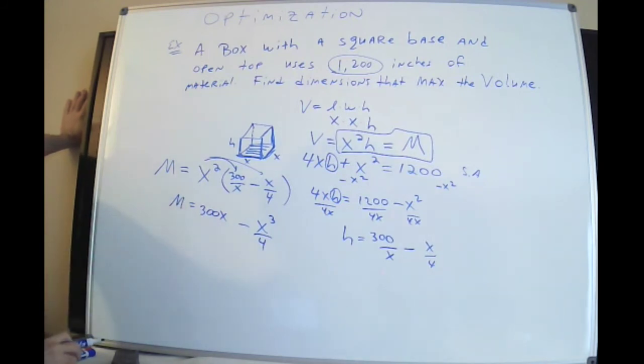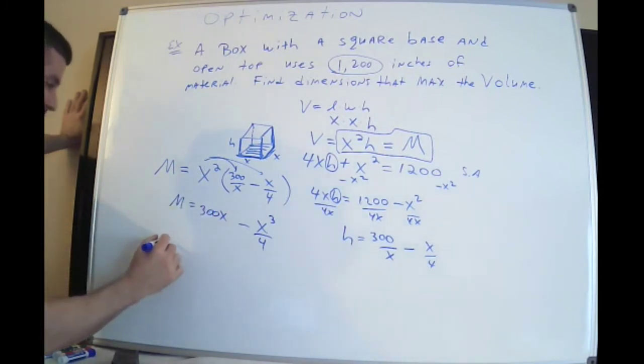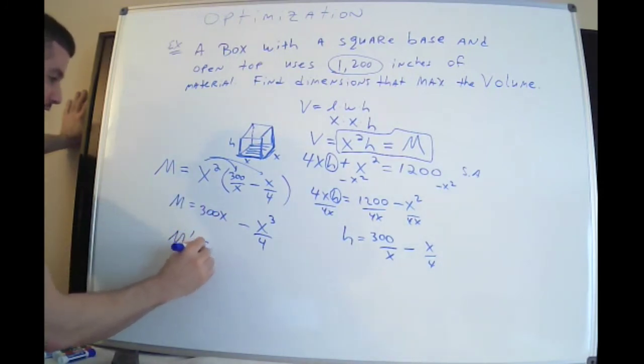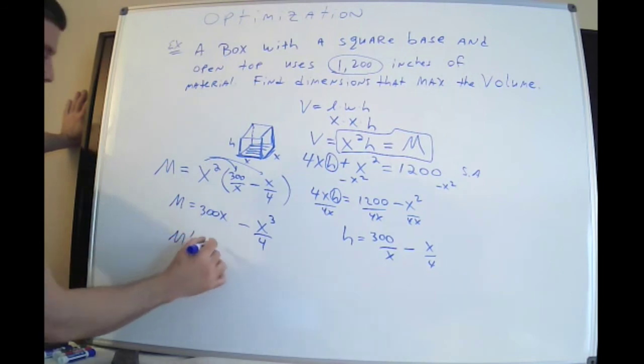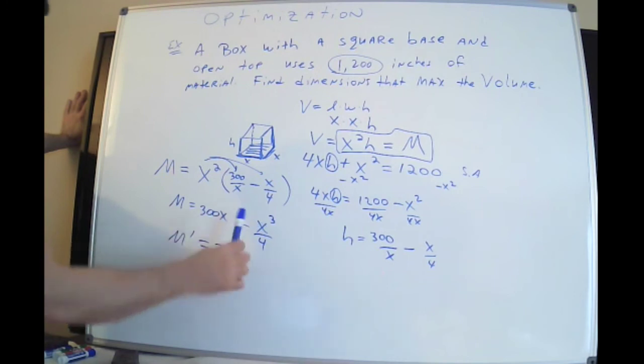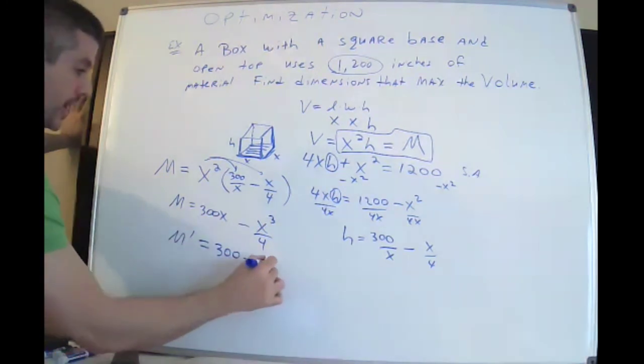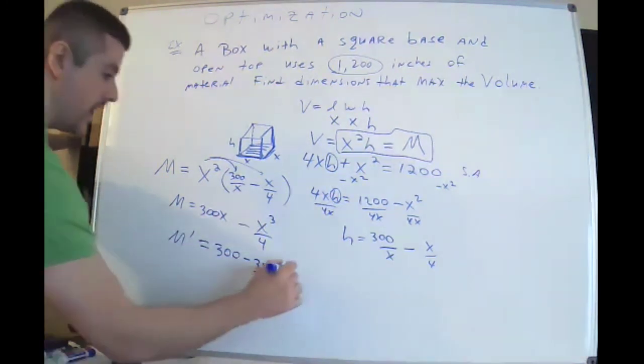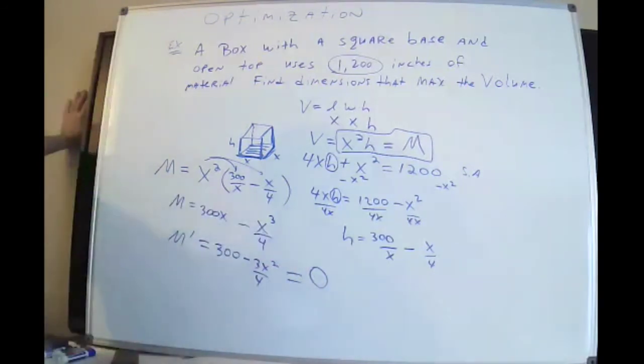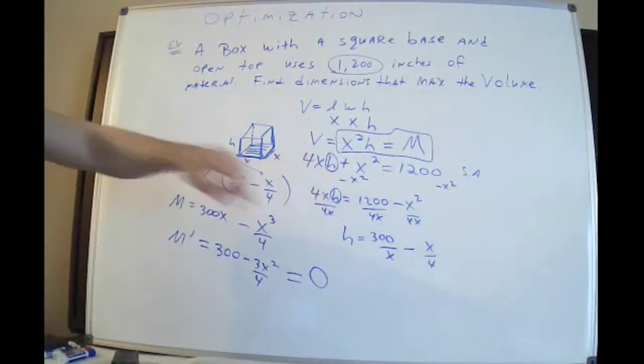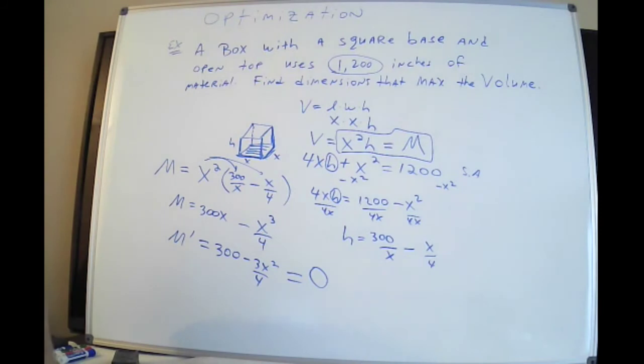And I know you're thinking, what the, this is craziness. Now you have to take the derivative of this, set it equal to 0. So take the derivative of it. The derivative of 300X is 300. The derivative of X third over 4 is going to be 3X squared over 4. And I have to set that equal to 0. I'm going to have to erase some of this to continue this.